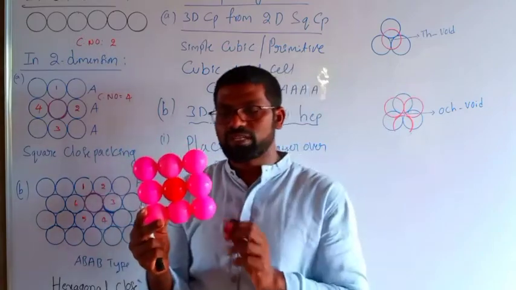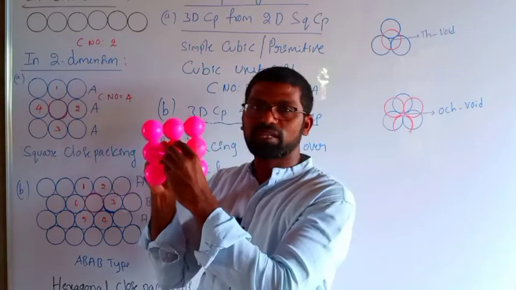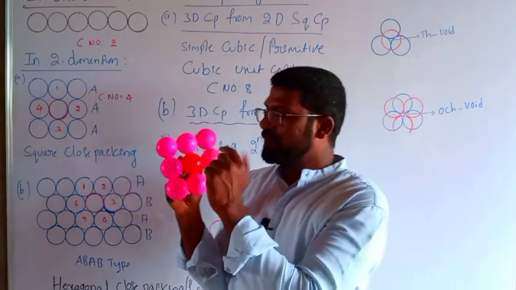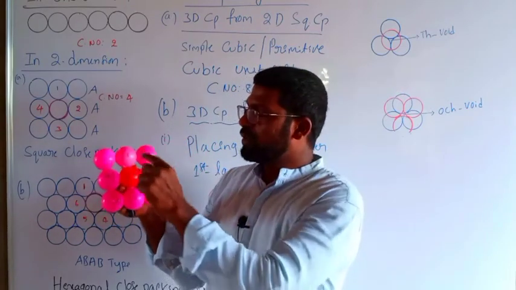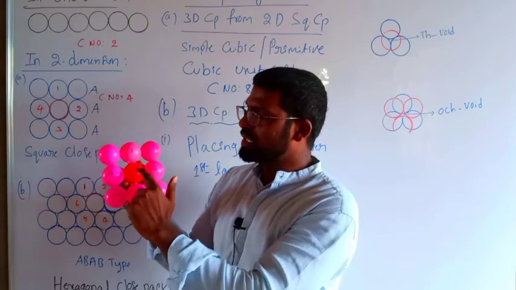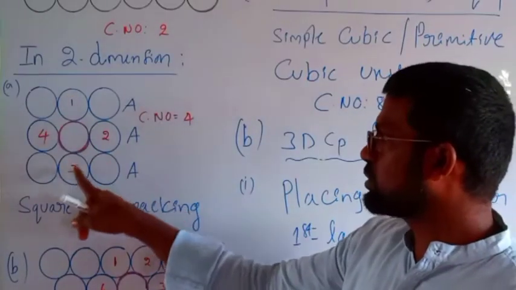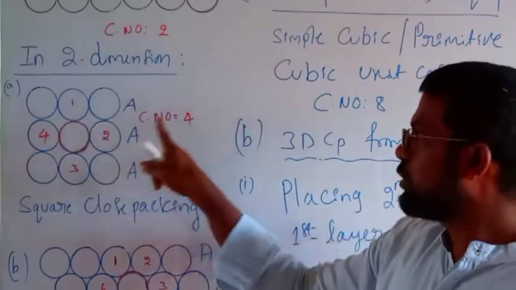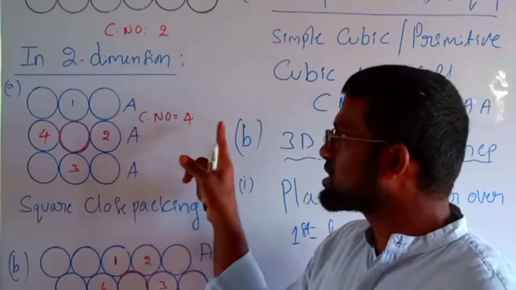And if you take any particle, for example this middle particle which I have represented with a red sphere, it is in contact with 4 other spheres. Let us see: 1, 2, 3, 4. This middle one is in contact with 4 particles. So the coordination number of this middle sphere is 4. So in the 2-dimensional pattern of arrangement, the coordination number is 4.